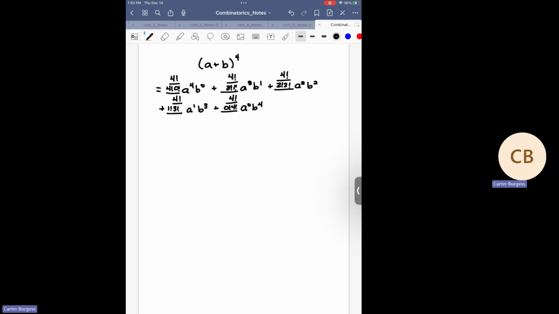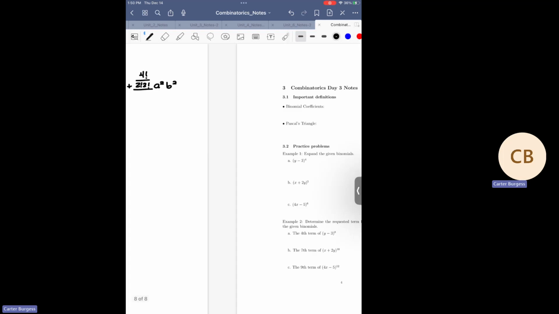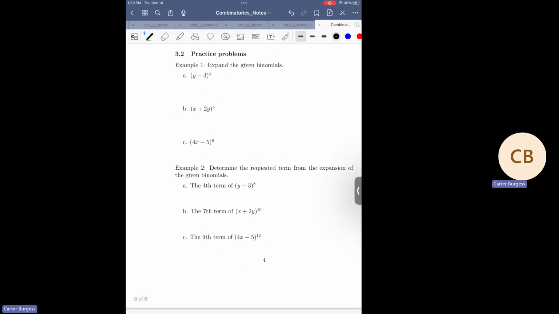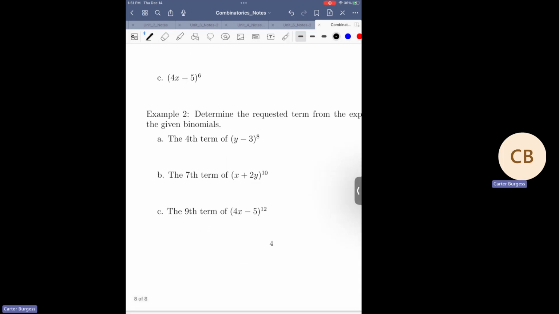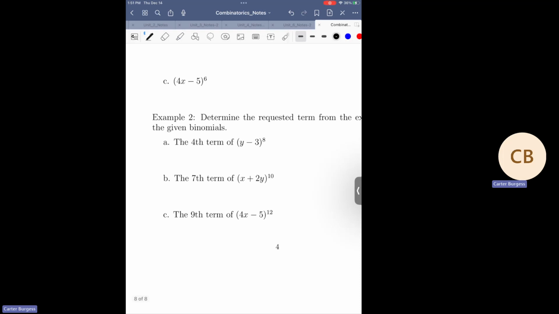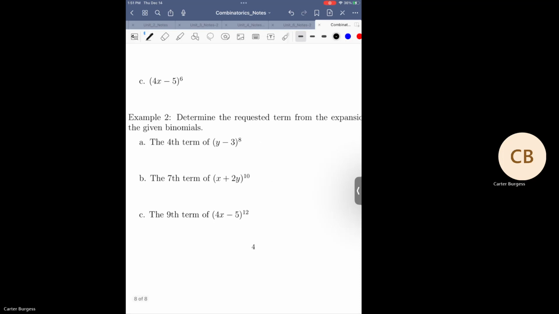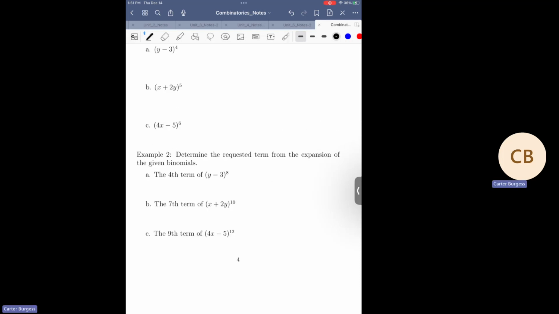So we'll have some options here with what we can do. For instance, and my sequencing was a little bit out of order here, my bad. We're going to start with example 2, and then we're going to work our way back to example 1. So in this case, we were trying to figure out the requested term from the expansion of the given binomials. Starting with A, we're trying to find the 4th term for this particular binomial.